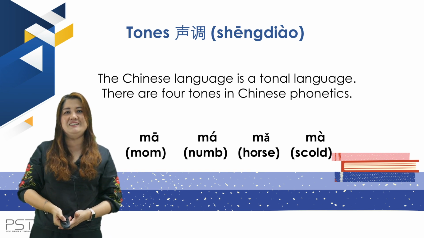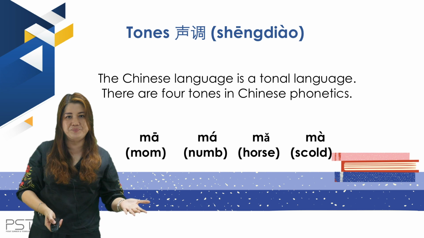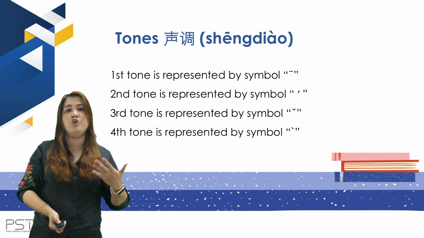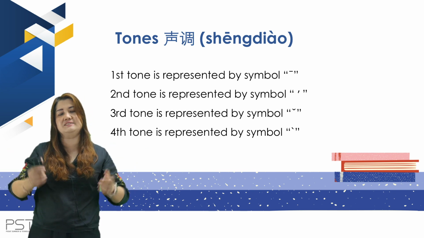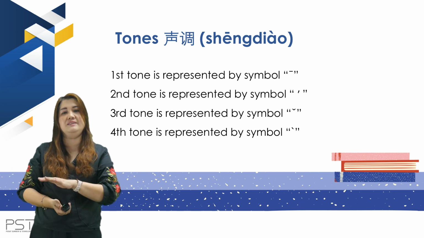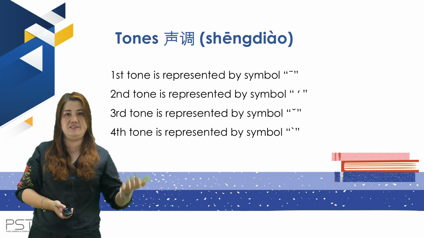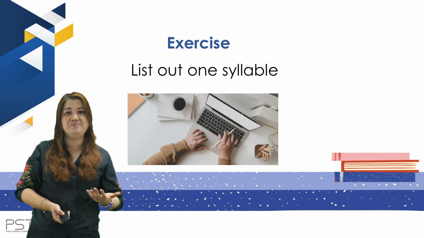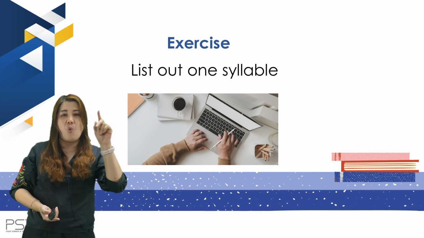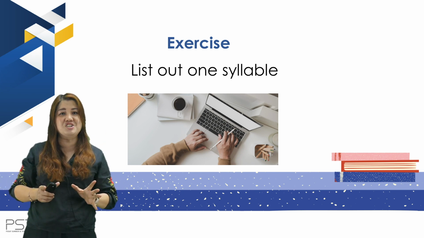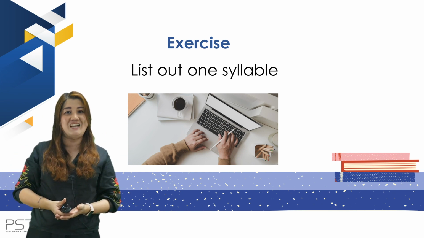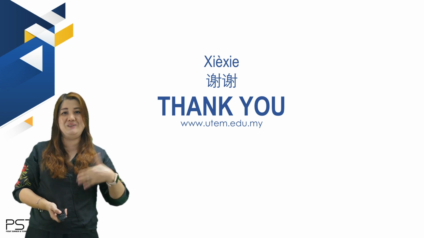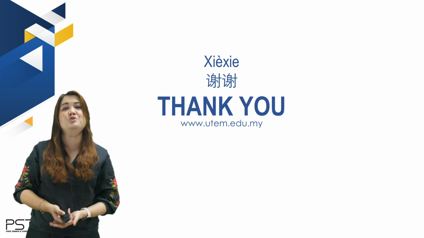So let's see what's next. These 4 tones are described in this slide. The meaning of the symbols is well described here. Now I would like you to do a very simple exercise. You can try to list out one syllable with the combination of all the elements such as initial, final, and tone. Please give yourself a try and I hope you enjoy this lesson.